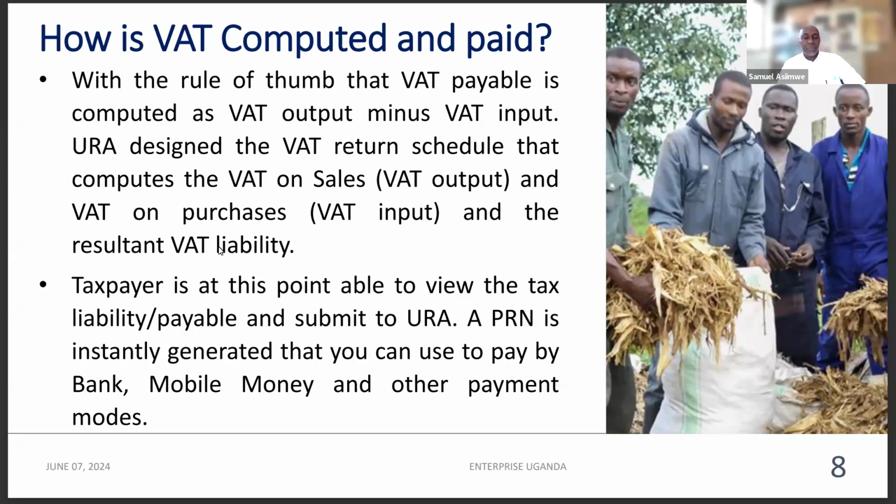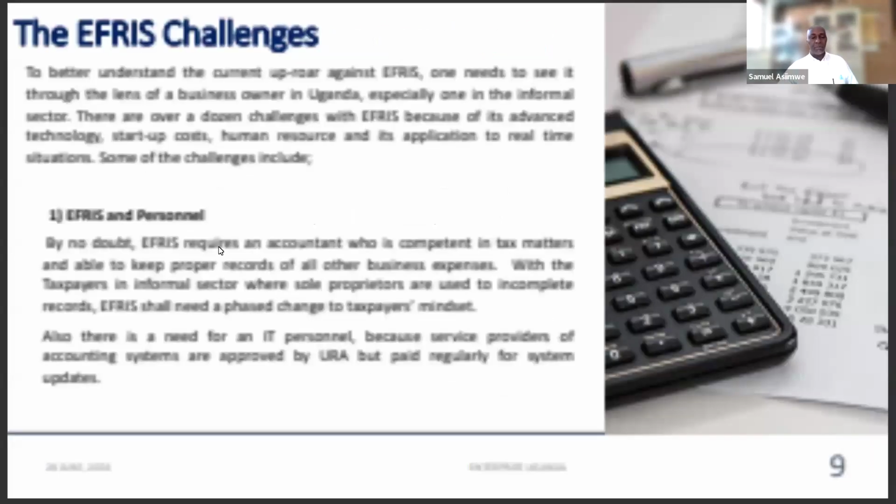The taxpayer is at this point able to view the liability or the VAT payable and be able to submit it to URA. Instantly, a payment registration number, or a PRN, is generated that you can use to pay URA, either by bank, by mobile money, or by any other payment mode.